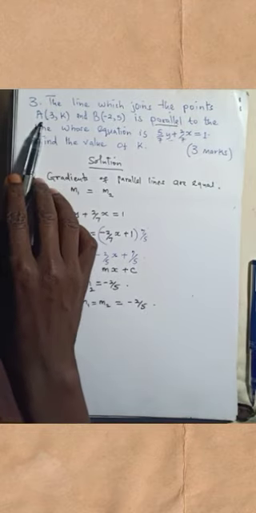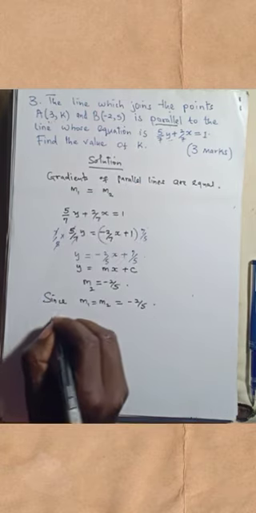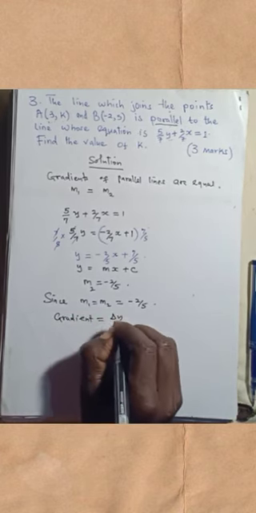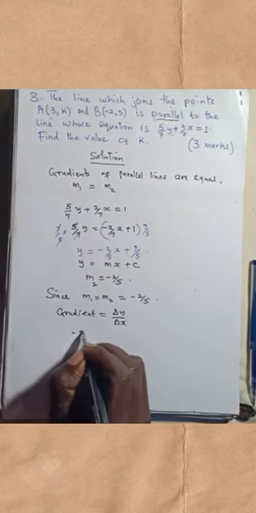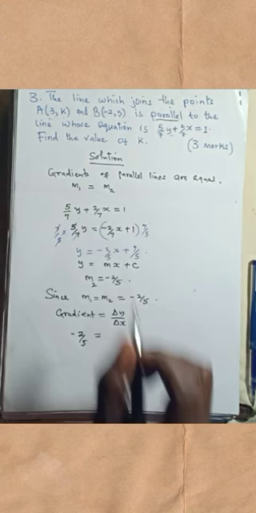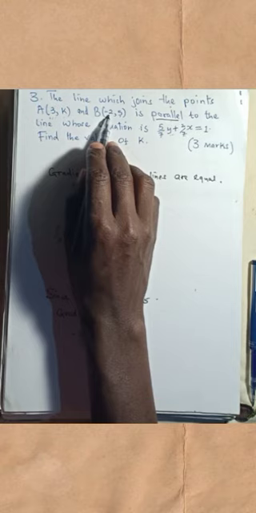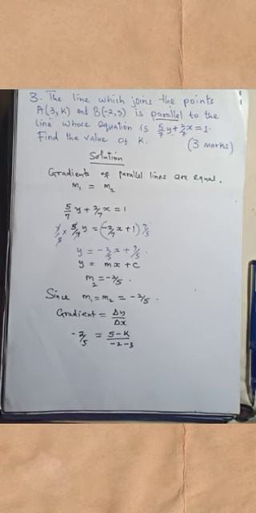Since we've been given the 2 points where the first line is passing through, that is point A, which is (3, k), and point B, which is (-2, 5), we can now use the formula of getting the gradient. Gradient is equal to change in y over change in x. So our gradient is negative 2 over 5. It is equal to change in y, which is 5 minus k, divided by negative 2 minus 3.